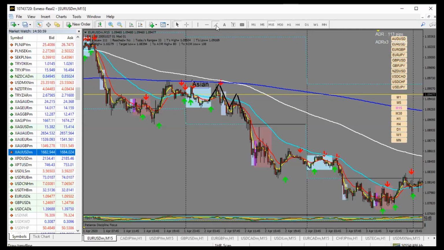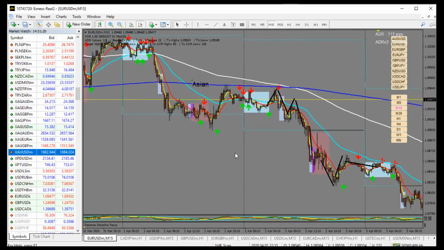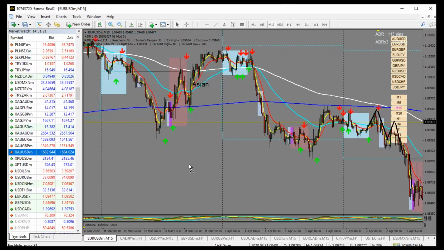We have the first push there. We have the second push there. And we have the third push there. And then we have the small reversal. Then we end the day into consolidation for the next day. So you can see that's type 3.